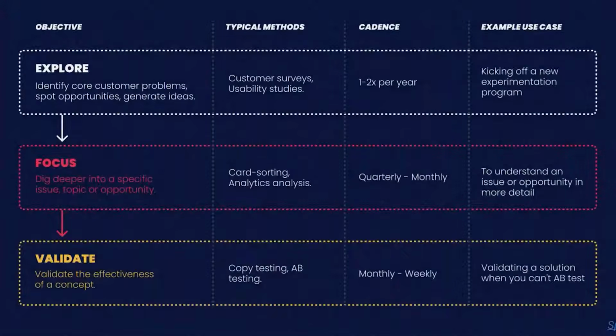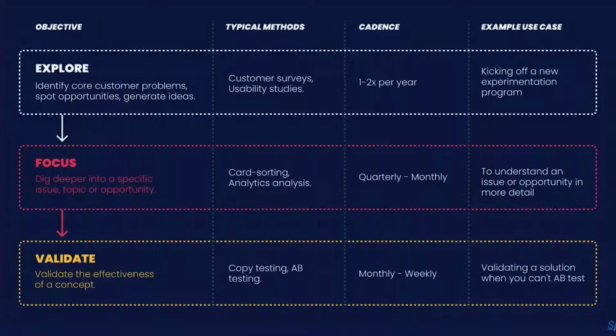Thinking about cadence with regards to focused research, we're thinking slightly more regularly. This is because they tend to be smaller research projects, more tailored to a specific use case, particular problem, or opportunity. So perhaps monthly or quarterly, again, depending on how quickly you can move and how many resources you have in your team as well.